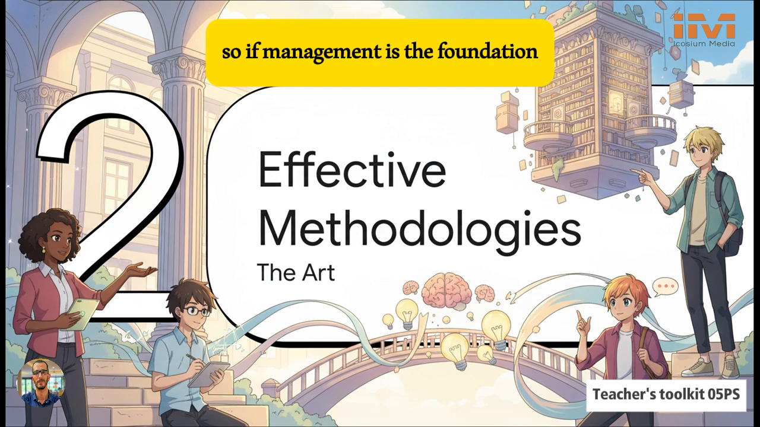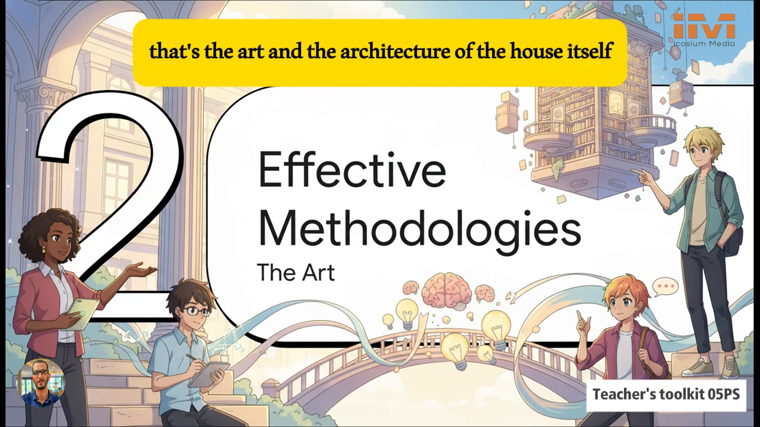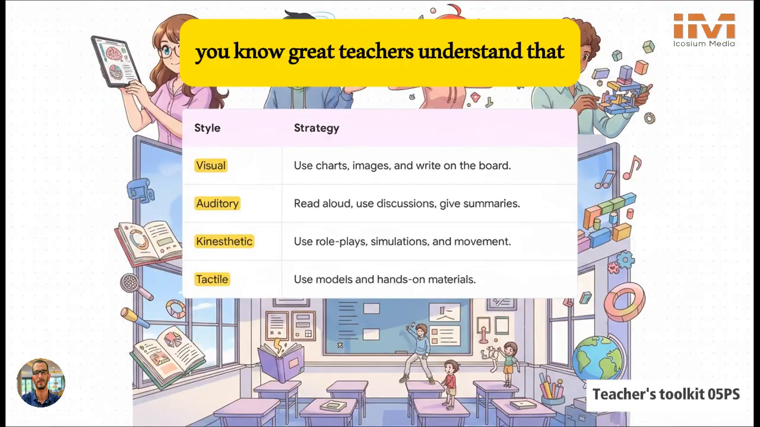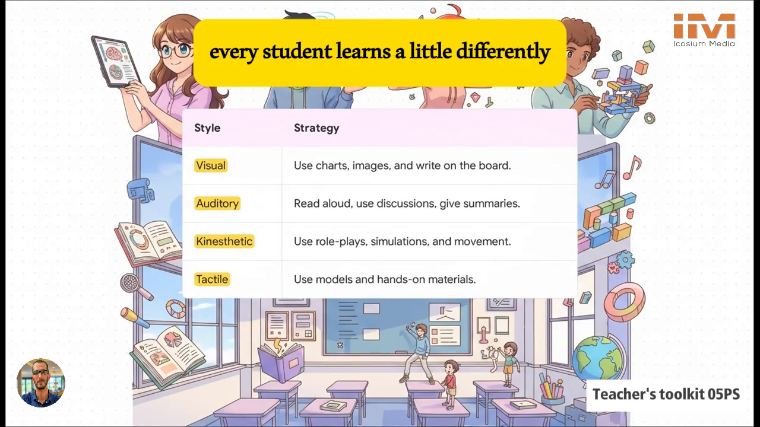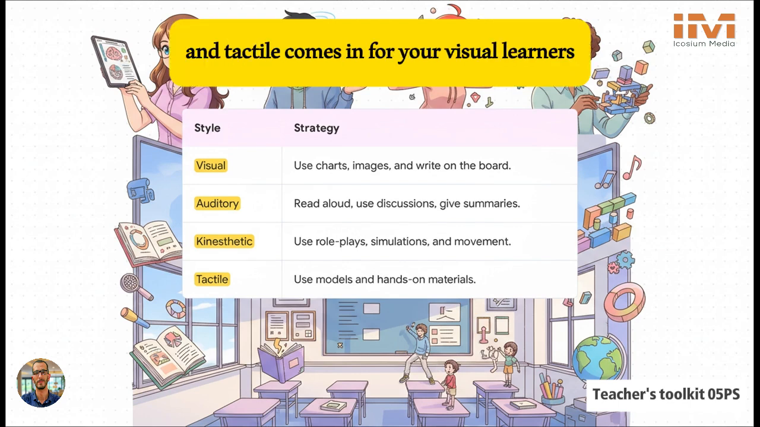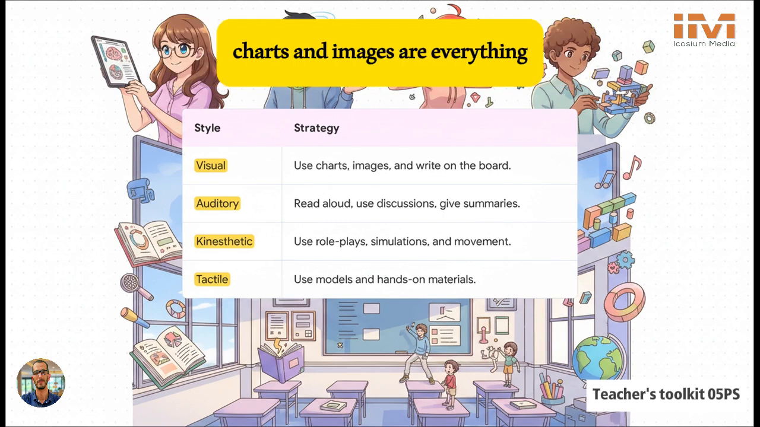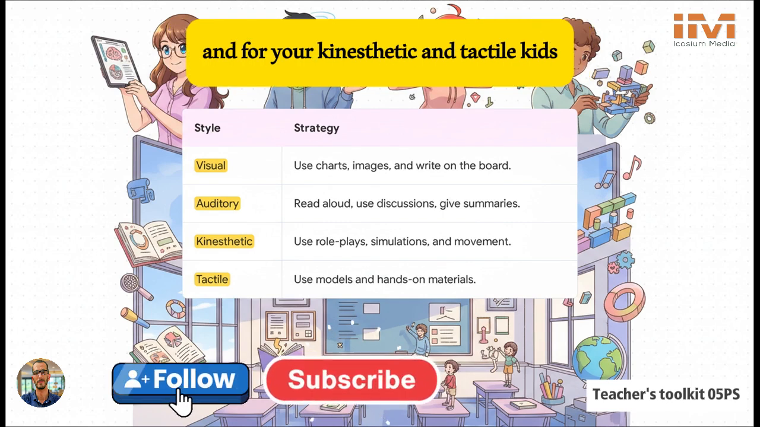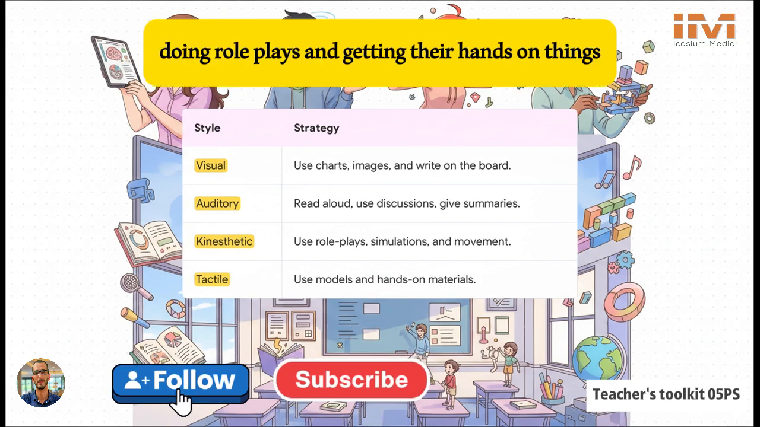So, if management is the foundation, then our teaching methods, that's the art and the architecture of the house itself. This is the how we actually teach. You know, great teachers understand that every student learns a little differently. That's where VAKT, visual, auditory, kinesthetic, and tactile comes in. For your visual learners, charts and images are everything. For auditory learners, let them talk it out in discussions. And for your kinesthetic and tactile kids, you got to get them moving, doing role plays and getting their hands on things.